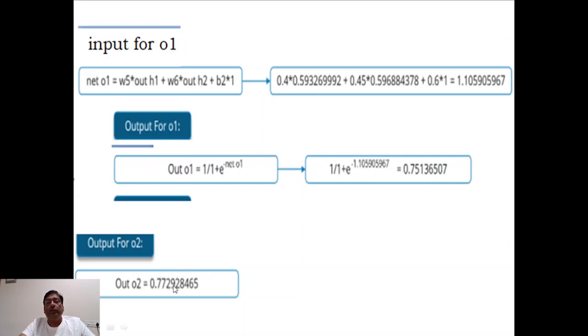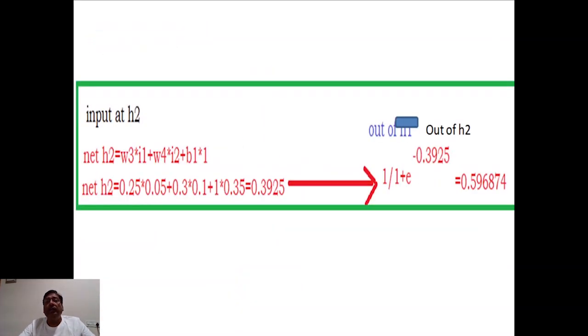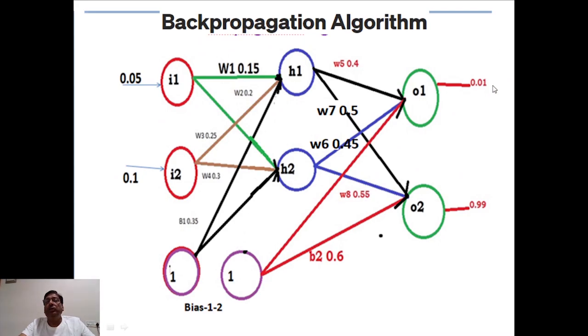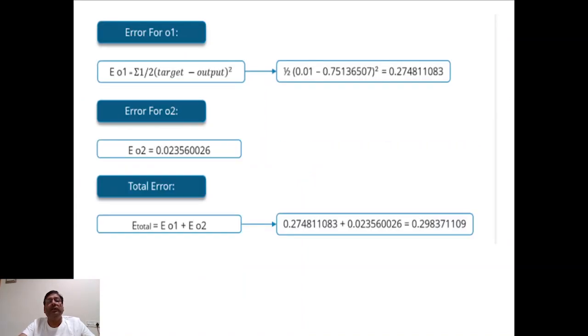0.7729 and so on. So the output of O1 is 0.7513 and the output of O2 is 0.7729 and so on. Now that means the output that we were in need over here was 0.01 and over here we were in need of 0.99. But what is it that we have generated over here? The output of the model that we have designed, we got it at 0.75 over here and 0.77 over there in our O2. That means there is an amount of difference between these two values, the one which is required and the one which is generated.